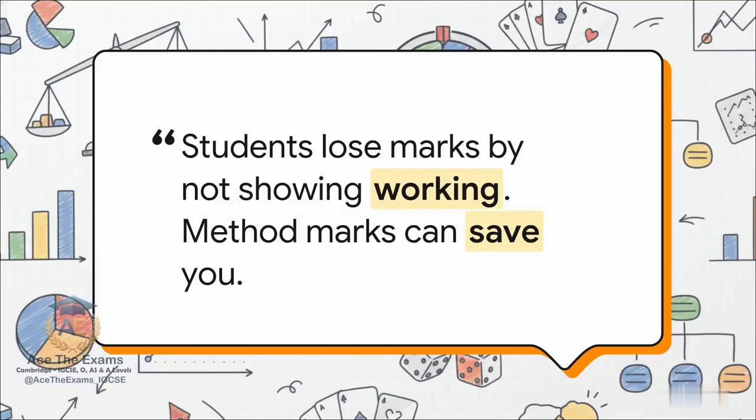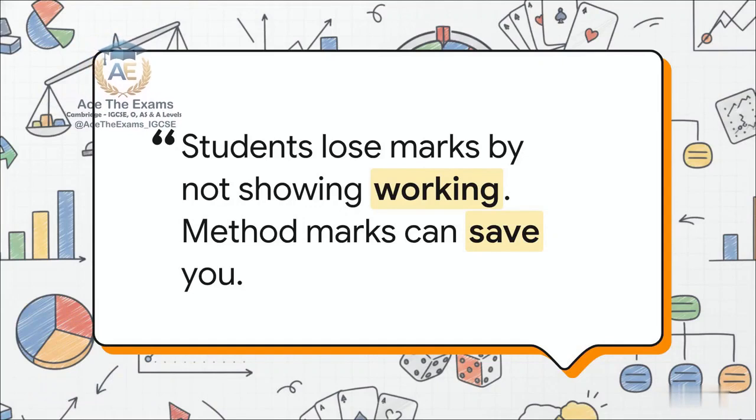Okay, let's dive into this critical examiner alert right off the bat, because this is where dreams are either made or broken. It says students lose marks by not showing working. Even if your final answer is wrong, method marks can save you. Listen to me carefully here.